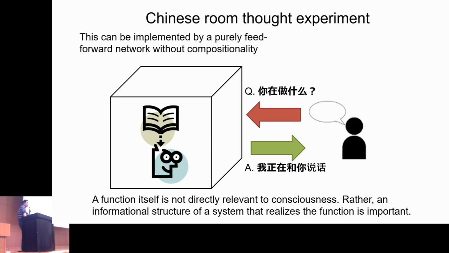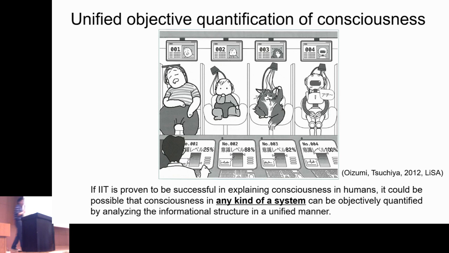That's probably the final claim from IIT. As I said, IIT is a general theory, but before we apply IIT to more general things, we of course need to test the theory in experiments. But if IIT is proven to be successful in explaining consciousness in humans or maybe other animals, then it could be possible that the consciousness in any kind of system can be objectively quantified by analyzing the information structure in a unified manner. So we probably can quantify consciousness in a newborn baby, or in cats, or in robots, in the same framework.